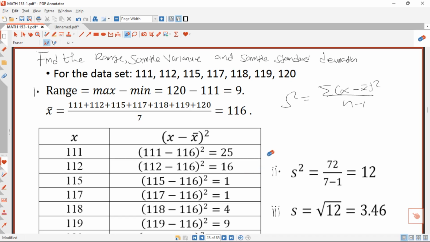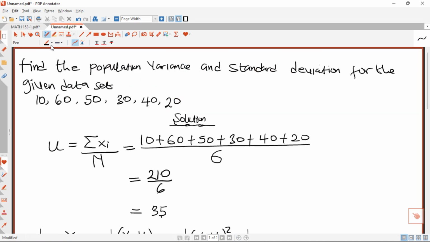Let's also try our hands on an example where we are going to calculate the population variance and the population standard deviation. The previous example was talking about the sample variance and the sample standard deviation. Let's dive into the population variance and the population standard deviation, so that we really appreciate how we are going to calculate them using the formulas.